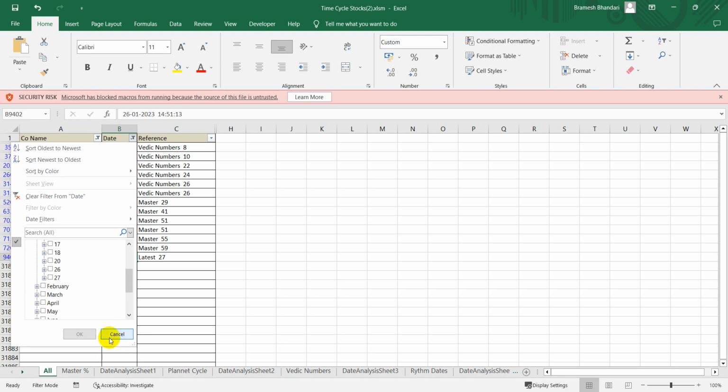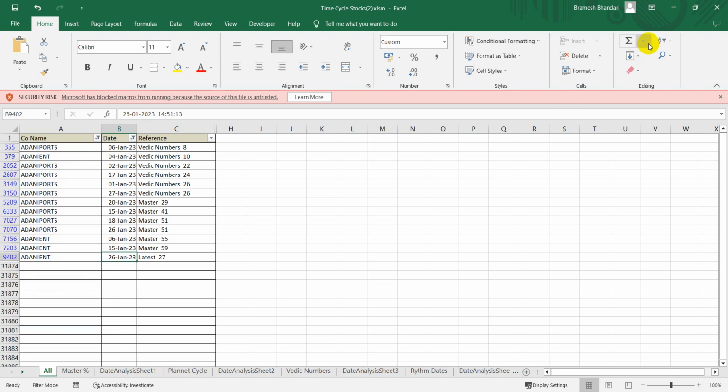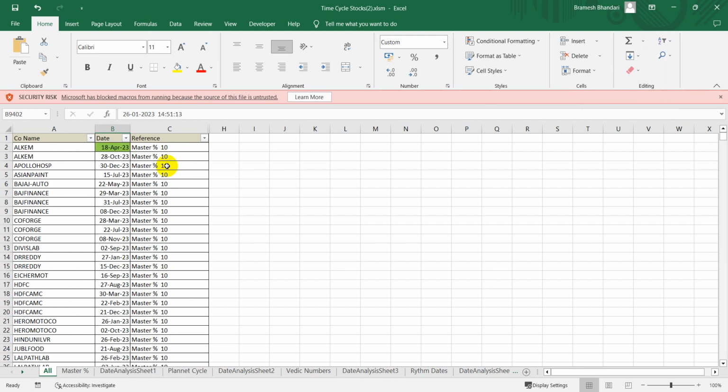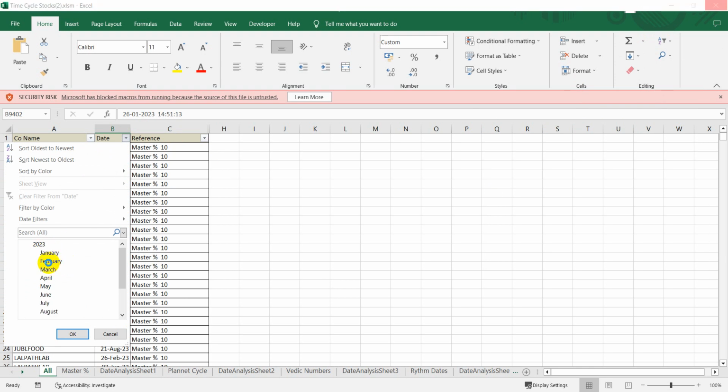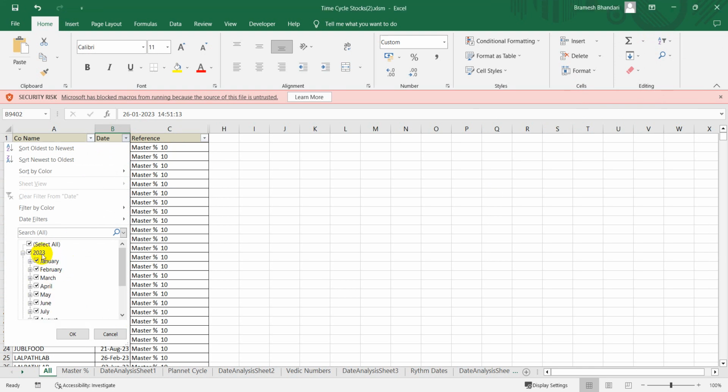Okay, we don't have much here. Let me just clear all the filters. Yeah, so this is the sheet which we generate for the whole year. It's our time cycle sheet which we use. And the indicator which I've shown you, it's a proprietary indicator. It's not available on TradingView. We have developed it for our own use. So let me just show you.